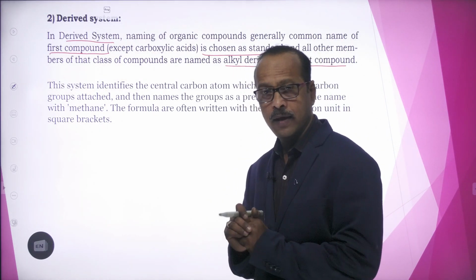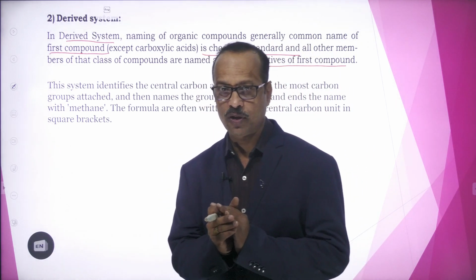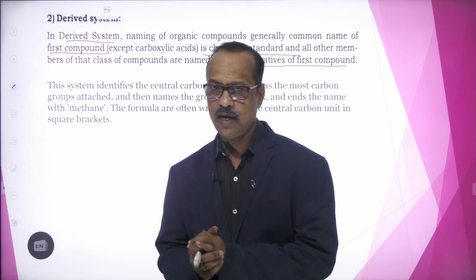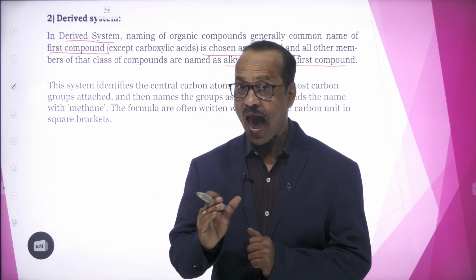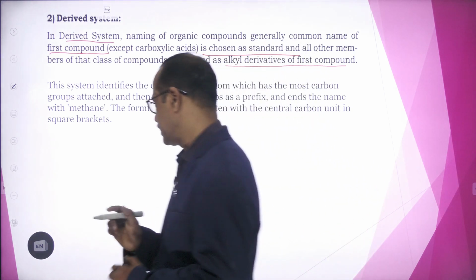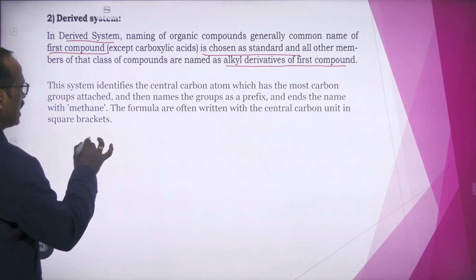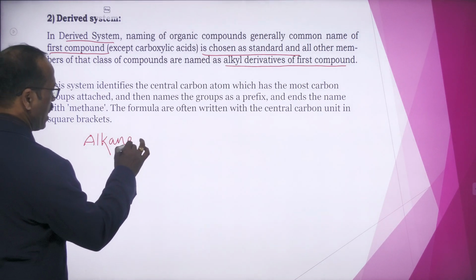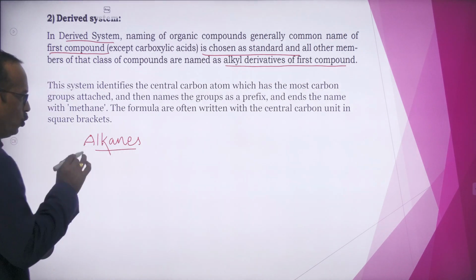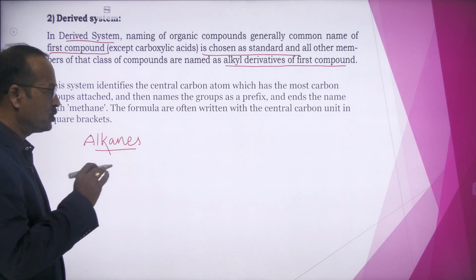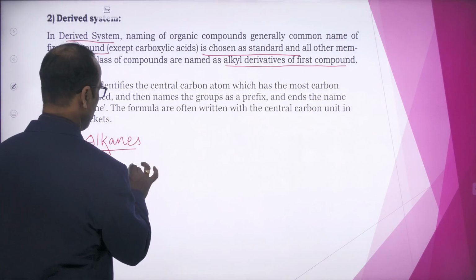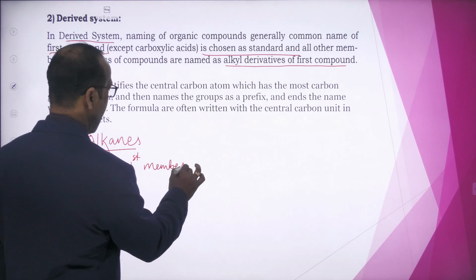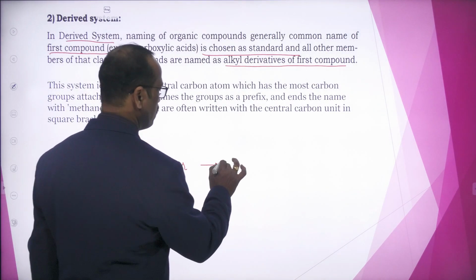For example, in the previous class, we discussed the hydrocarbons, right? The hydrocarbons, saturated, unsaturated. Saturated are what? Alkanes, right? So, here I am taking alkanes as an example. So, who is the first member of this family? The first member of the alkane family is what? Methane.